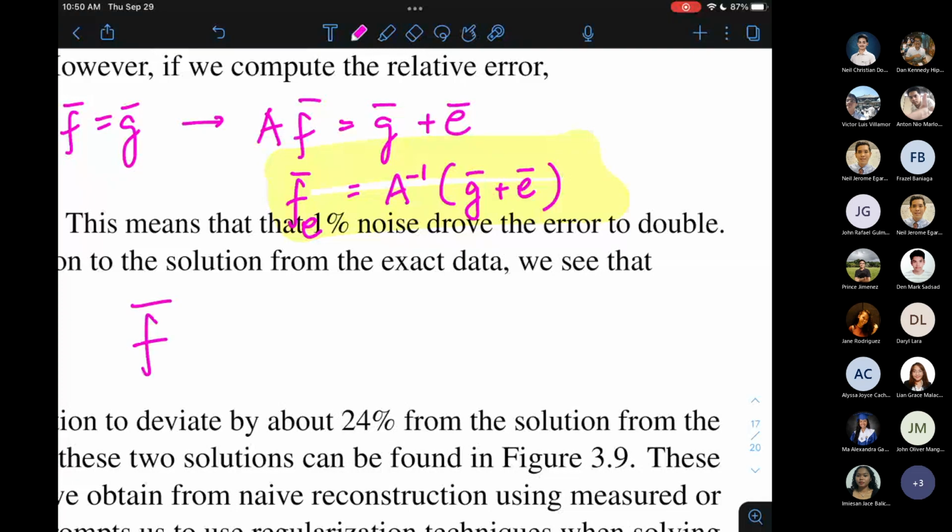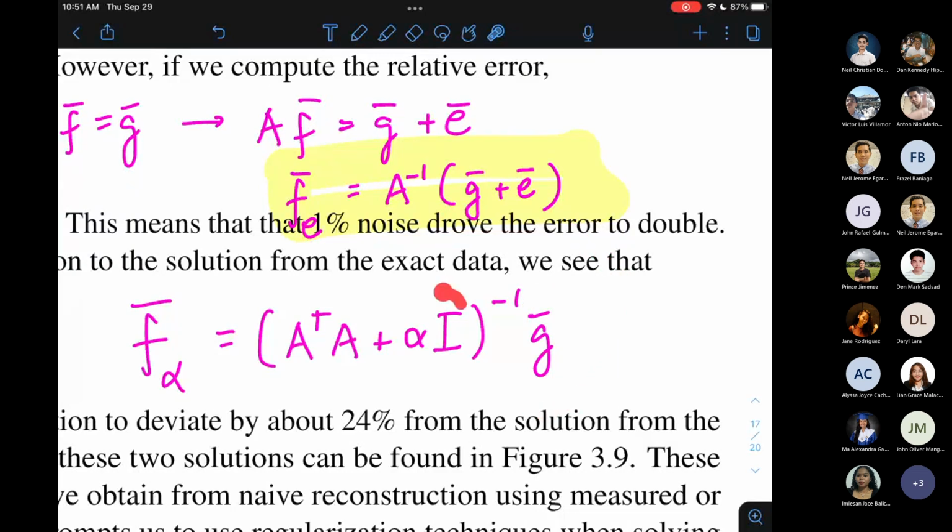Yung solution na kukompute natin, I'll call it f bar alpha. Ito ay equal hindi lamang sa inverse times the function g, right? Ang gagamitin nating solution ay A transpose A plus alpha times identity matrix inverse times G bar, or this G bar can be replaced by G bar plus epsilon. Now, the addition of the identity matrix scaled by a constant alpha will make our solution more robust or more insensitive against noise.